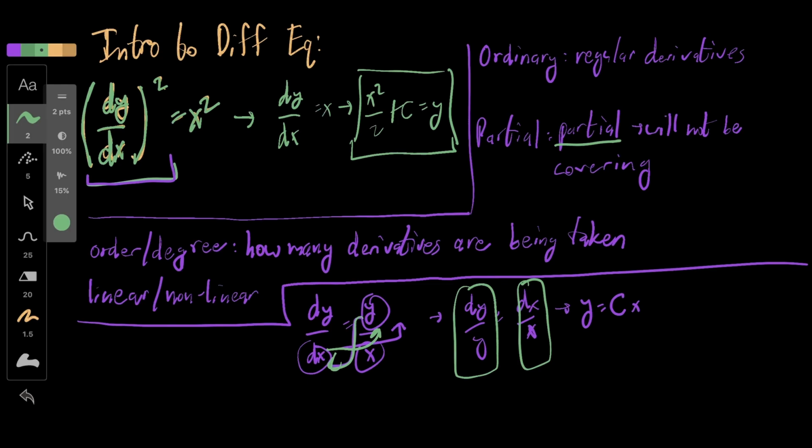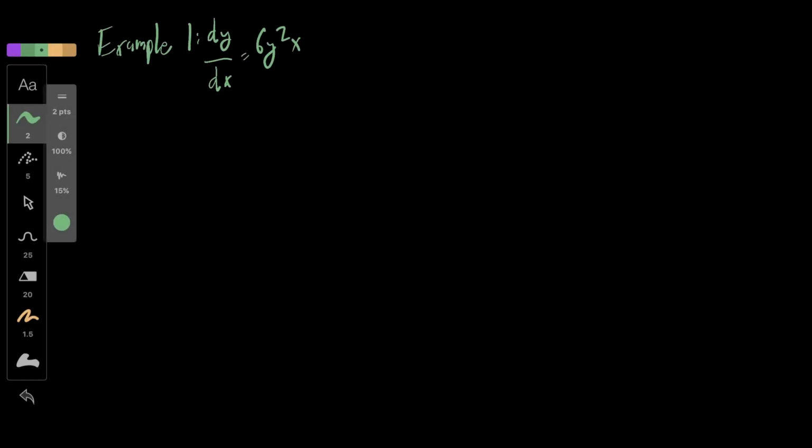So, let's do one example, and I think that should be good. Here we have our example. Example 1: dy by dx is equal to 6y squared x. So, without further ado, let's start solving it. Now, what we can do is first bring the y squared to that side, and we can bring the dx to the right side. So we get dy by y squared is equal to 6x dx.